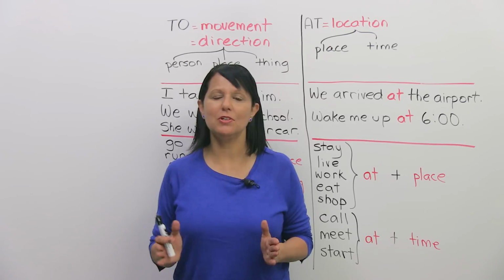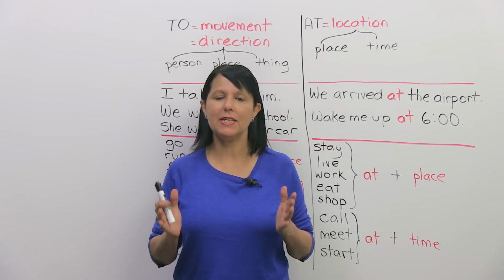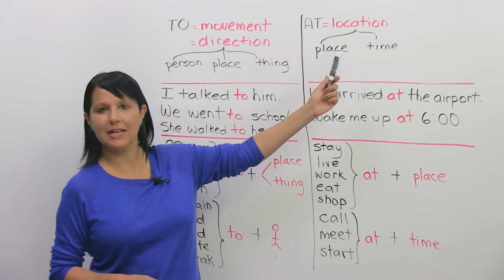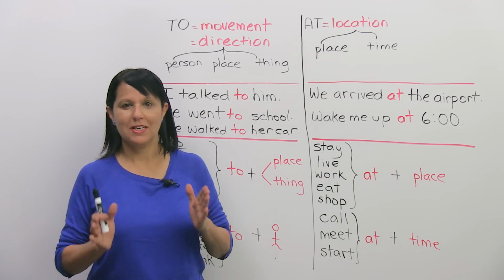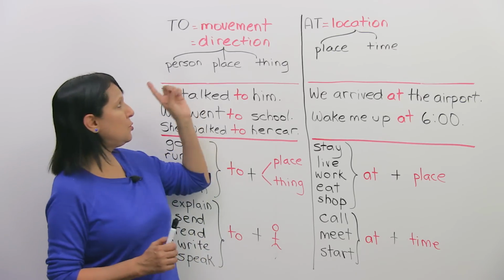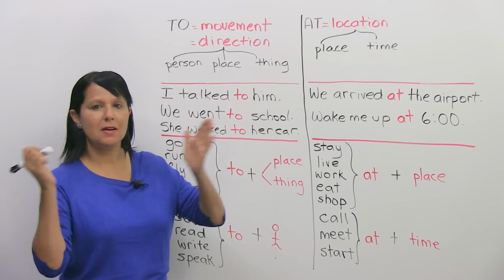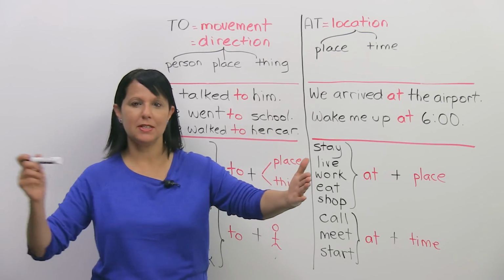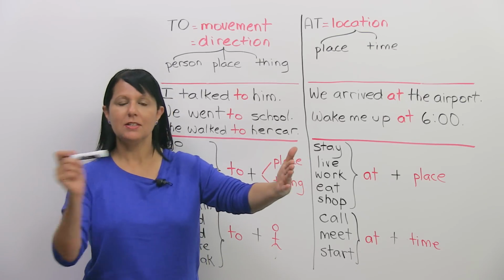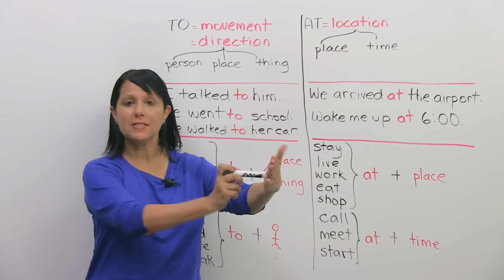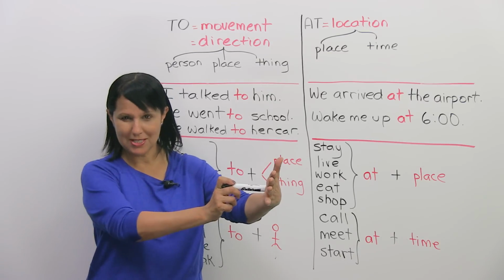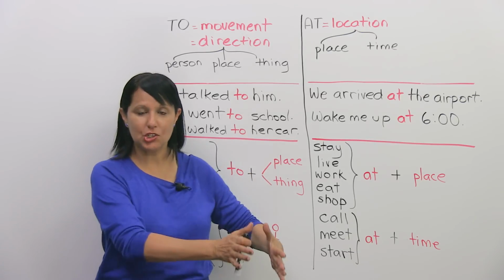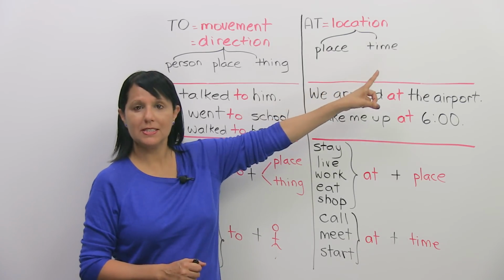In this lesson, you'll learn the difference between two commonly confused prepositions, which are to and at. So, the thing to remember is that to always suggests movement or direction, all right? To is movement. You're going to someone, to some place, or towards something. So to is movement or direction, and at suggests a location in place or time.